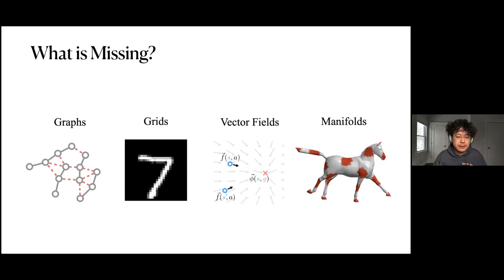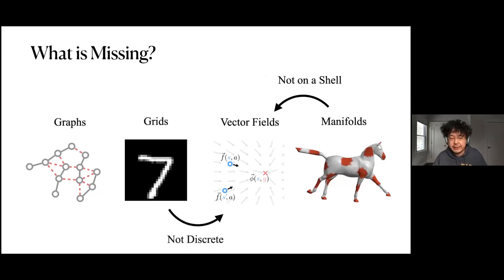My claim here is that we should look at dense descriptor fields, basically neural representations of this information, that are vector fields defined densely in some kind of vector space. The difference between this and manifolds is that it's not necessarily on the shell. And the difference between this and graphs and grids is that it's continuous instead of discrete.